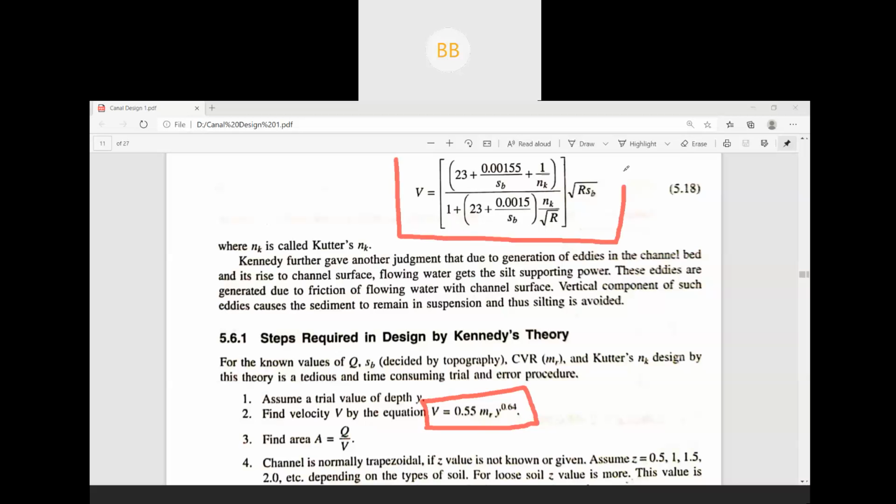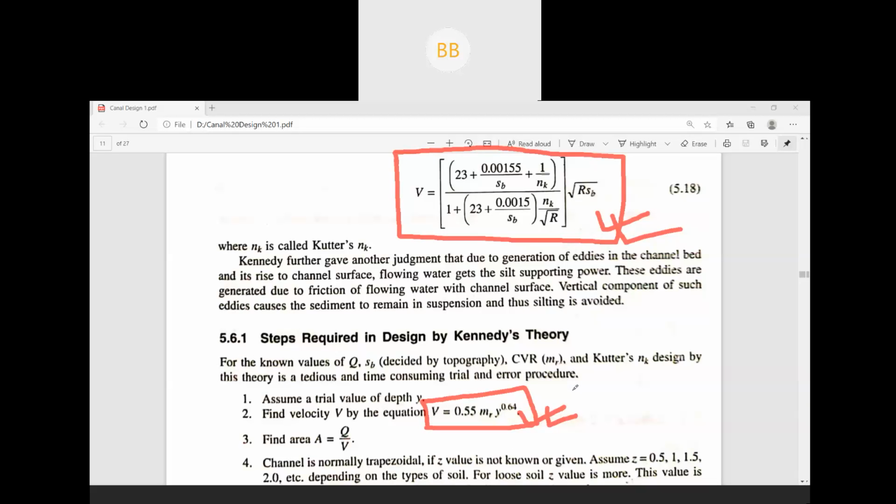In competitive exams they are not going to ask you to solve the numerical, because it's a one mark question. The question will be like this: the velocity equation for Kennedy's theory is given correct in one option, and in the other options they are going to vary these parameters. Similarly for this case also.